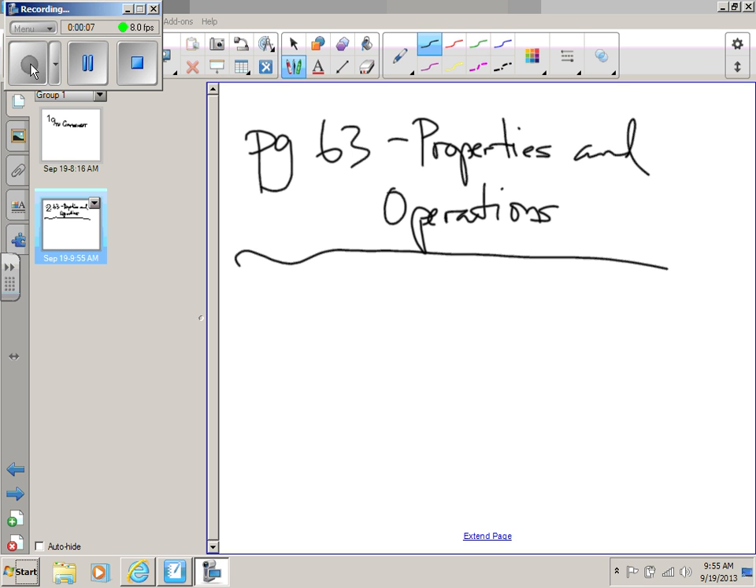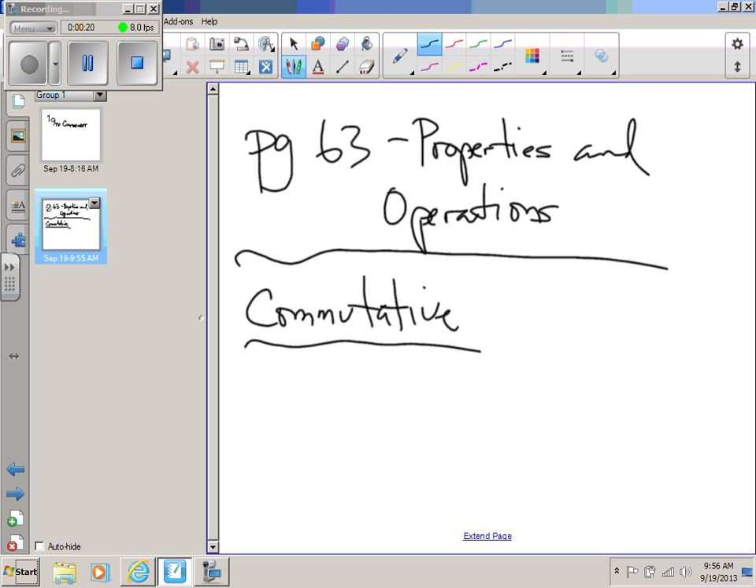Properties and operations. Here is where we're going to do some reviewing, and I think it was either you guys or algebra where we talked about the commutative property. Okay, commutative property. There's a big box on page 63 where there are commutative properties for both addition and multiplication.